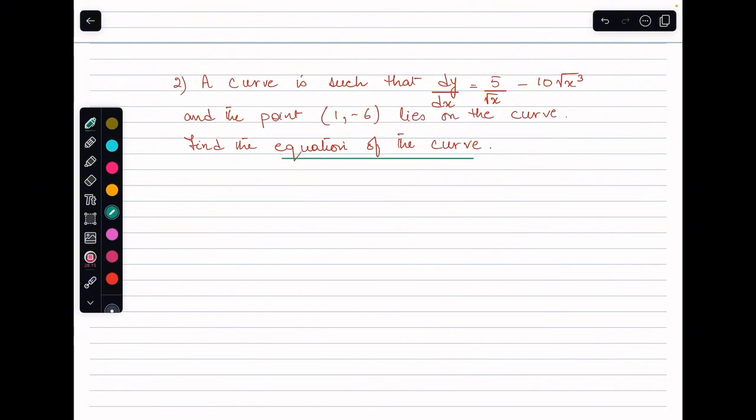So as said earlier, our dy by dx is given. It's dy by dx equals 5 divided by square root of x minus 10 square root of x cubed. And there is a point on the curve. Let's call this point A, and this point is positive 1 and negative 6, and this point lies on the curve. So this is going to be helpful in finding the equation of the curve.